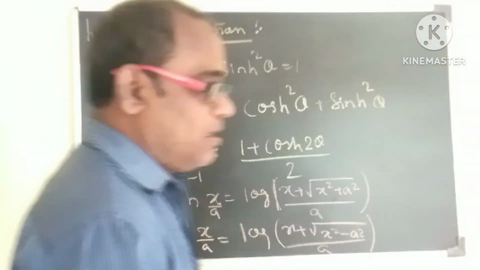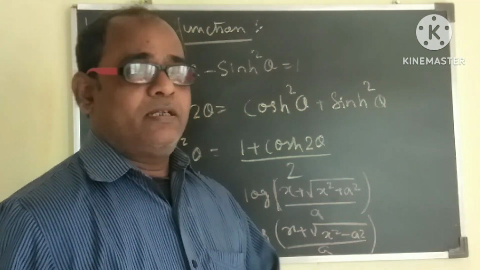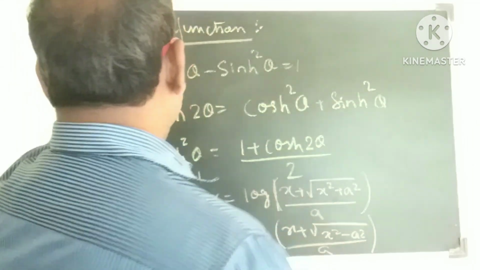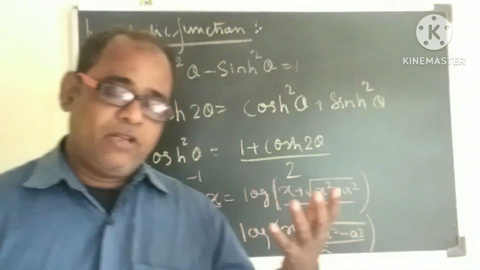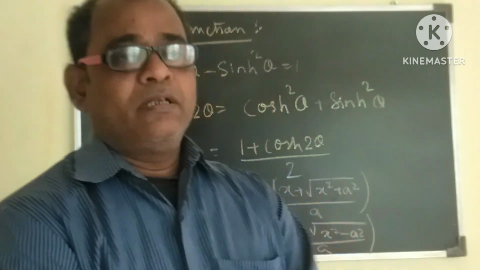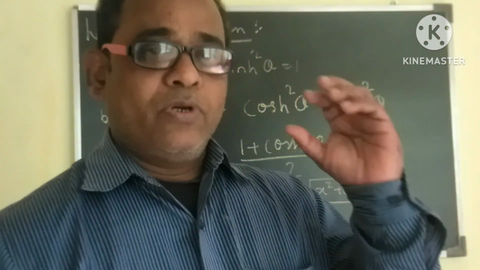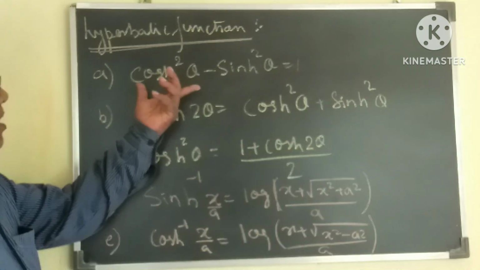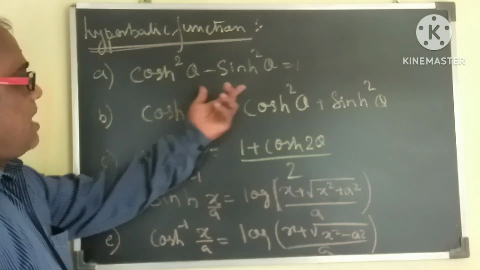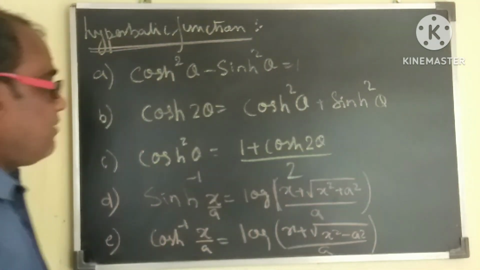Okay, for the next two integral derivations, let us go with certain hyperbolic functions. In ordinary trigonometry, we learned in class 9 and 10 that sin square theta plus cos square theta is equal to 1. In the same way, for hyperbolic functions, the form is cos hyperbolic square of this minus sin hyperbolic square of this is equal to 1. This is number 1, you have to know it very carefully.